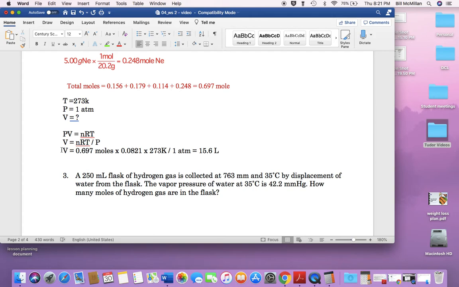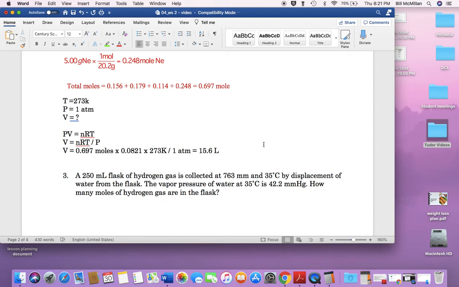So it's going to be V equals nRT divided by pressure. So moles, R, temperature divided by atmosphere, and the answer you should get for number 2 is 15.6 liters.